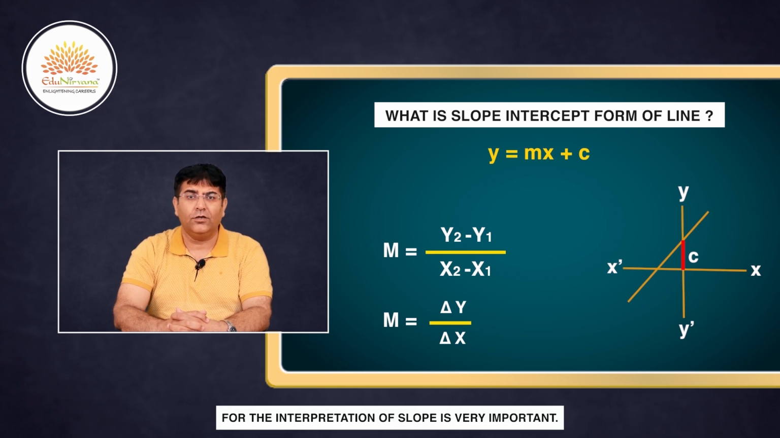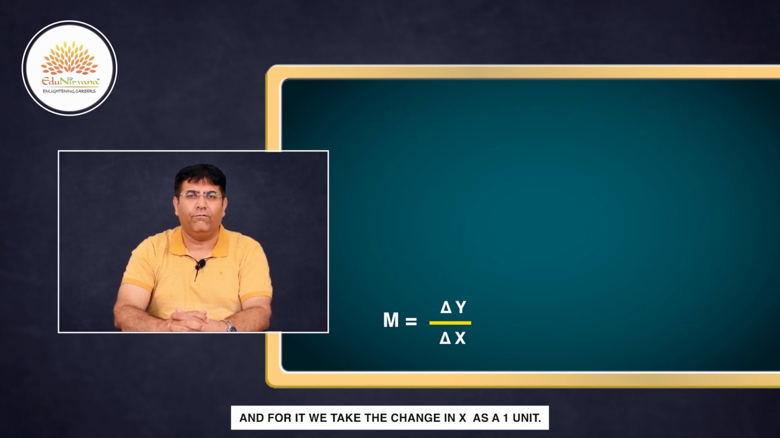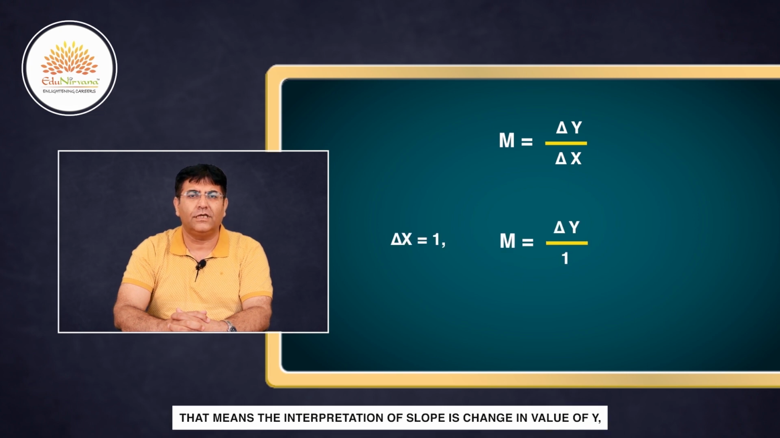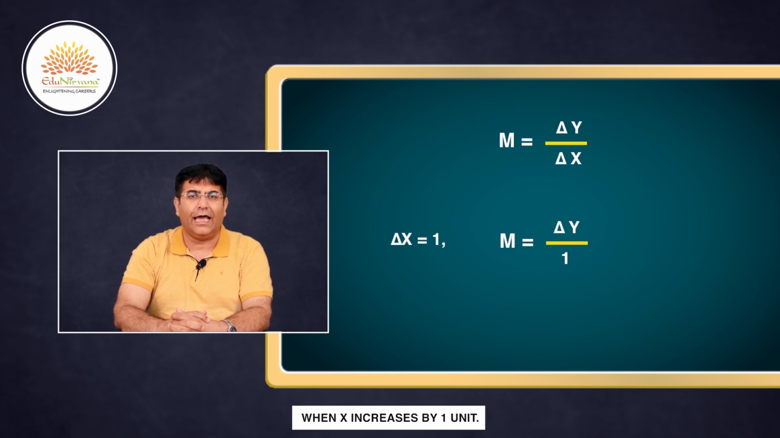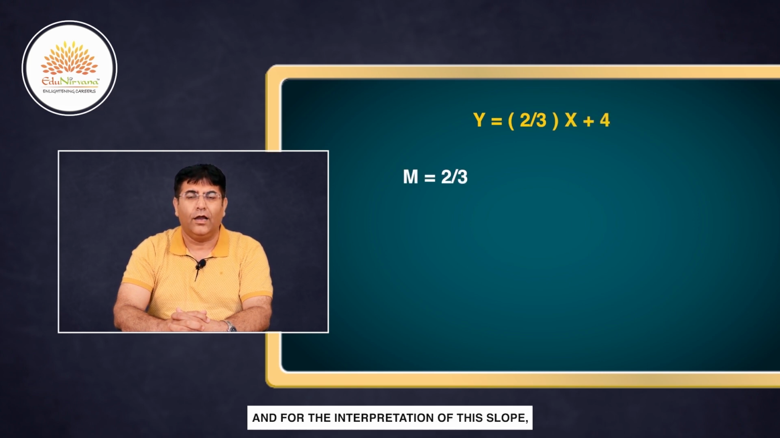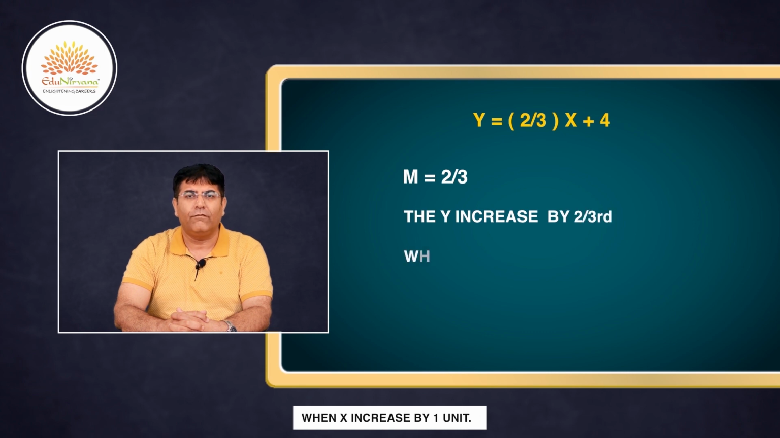The interpretation of slope is very important, and for it we take the change in x as 1 unit. That means what is the interpretation of slope? The interpretation of slope is the change in value of y when x increases by 1 unit. For example, if the equation is y equal 2 over 3x plus 4, what is slope here? Here the slope is 2 by 3. And what is the interpretation of this slope? The interpretation of this slope is that y increased by 2/3 when x increased by 1 unit.